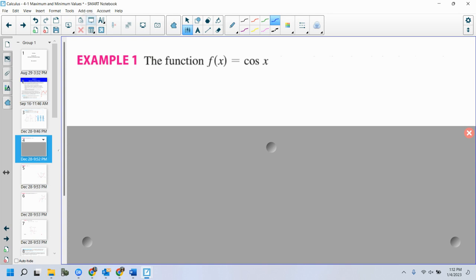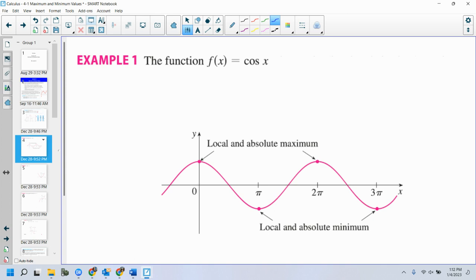I've got our diagram here. We could create this, but I think you guys know cosine well enough. Here's what cosine looks like. What is the local and absolute maximum value? Local and absolute maximum: 1. 1, right? Both the local and absolute maximum would equal 1. Why? Because that's the biggest y value that I could get.